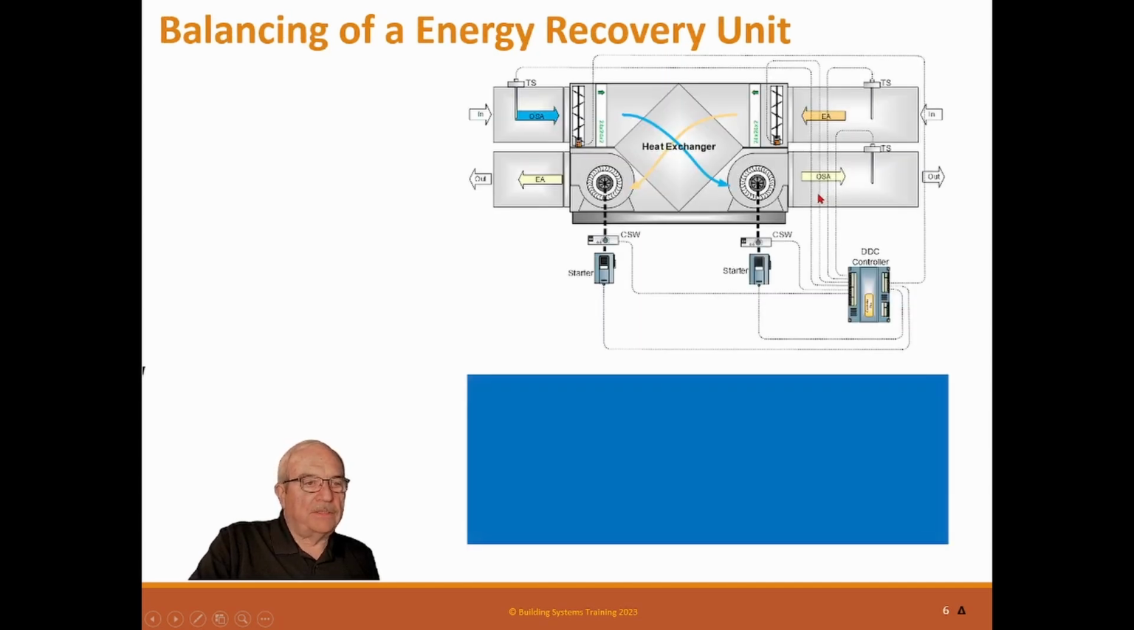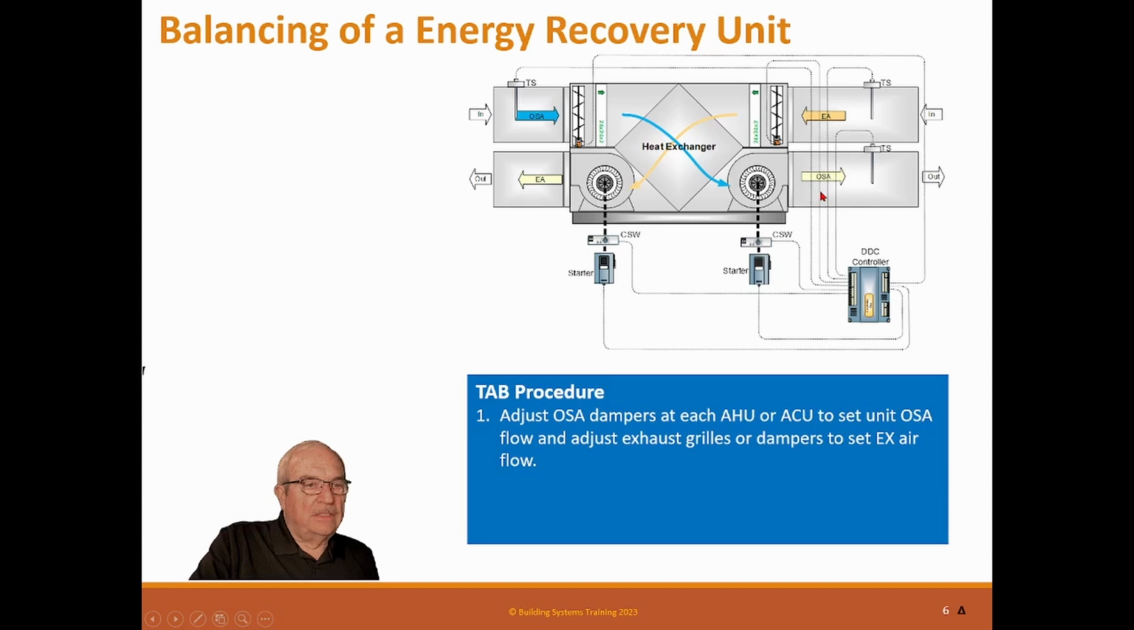So how do we balance? These are pretty easy to balance. Adjust the outside air dampers at each air handler or AC unit to set the outside airflow, and adjust exhaust grills or dampers to set the exhaust airflow.